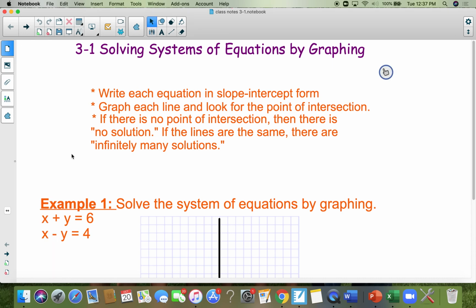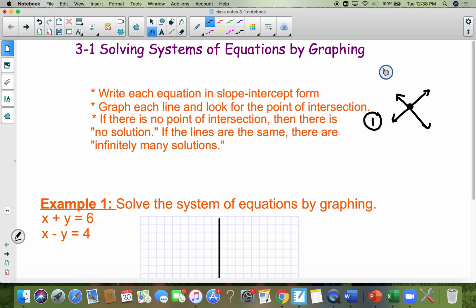Okay, in this section, we're going to solve systems. So instead of one line, we're going to do 2 lines on a graph. And basically, there's going to be 3 scenarios. One is if the lines intersect with each other, there's going to be one answer where they intersect with each other.